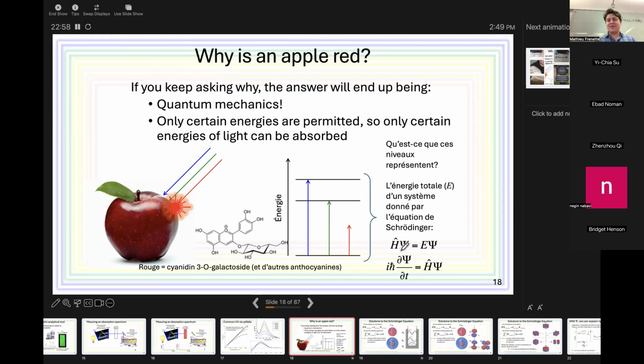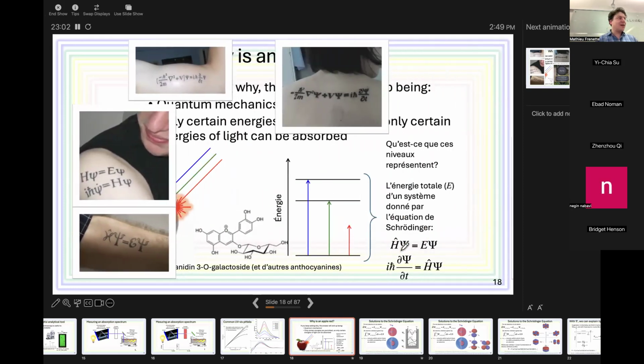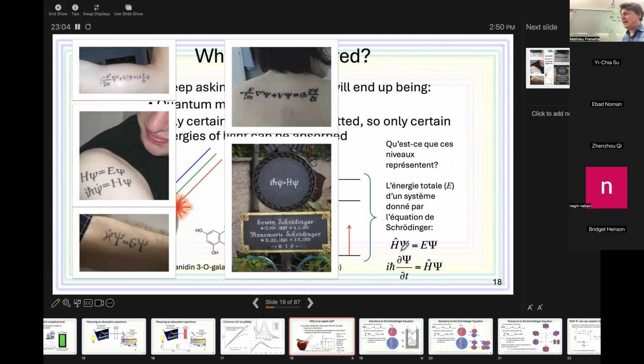Schrödinger's equation. This is a very important equation. People have had it tattooed on themselves. It's less popular in popular culture than E equals mc squared, but it's infinitely more useful. It predicts a bunch of things, and so it might not be appropriate, but to show you.